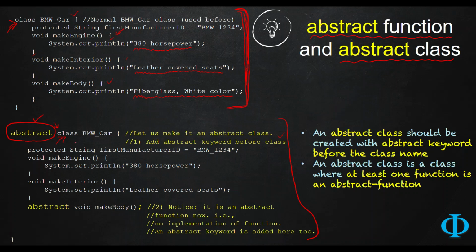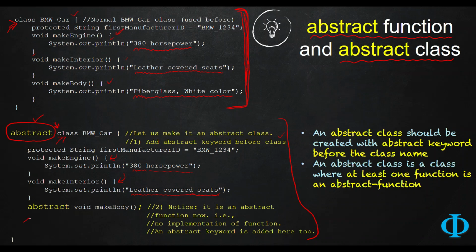After that, an abstract class must have at least one abstract function. So what does abstract function mean? A function which has only a heading but no implementation. Let us see what I am doing here. First I have make engine, which has its own implementation, so this is definitely not an abstract function. Then make interior also has its own implementation, and this is also not an abstract function.